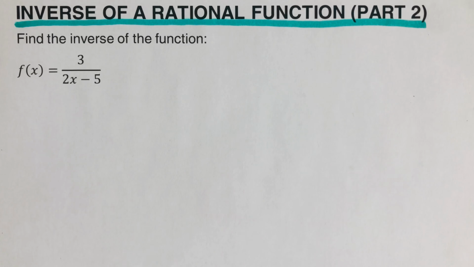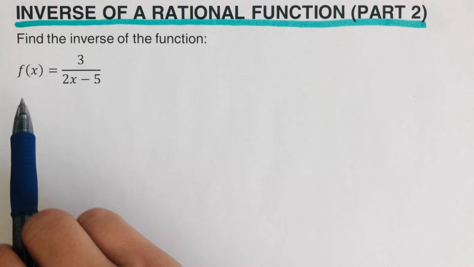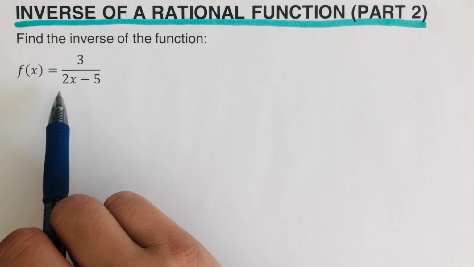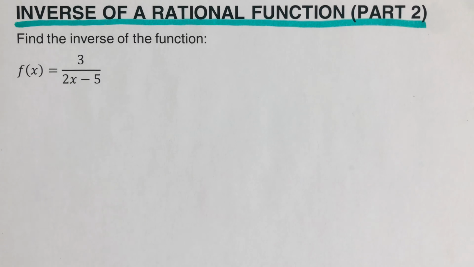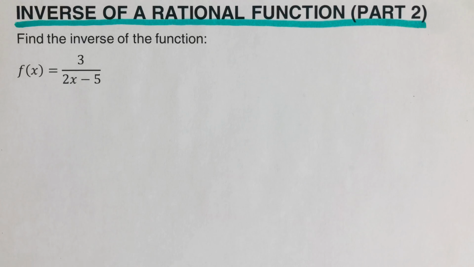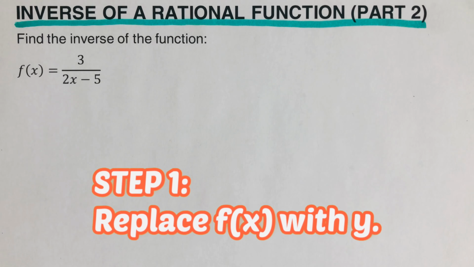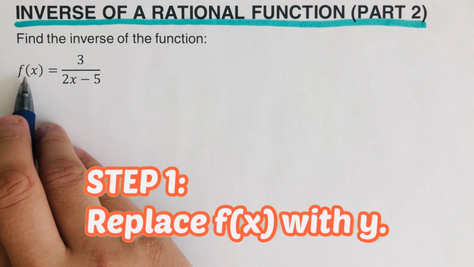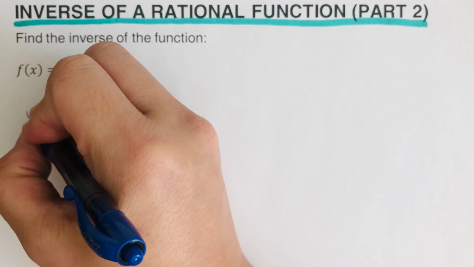Let's take this first example right here. Find the inverse of the function f of x is equal to 3 over 2x minus 5. There are steps that we need to follow in order to determine the inverse of any function. The first step is to replace f of x with y. So in this problem, this f of x will become a y.